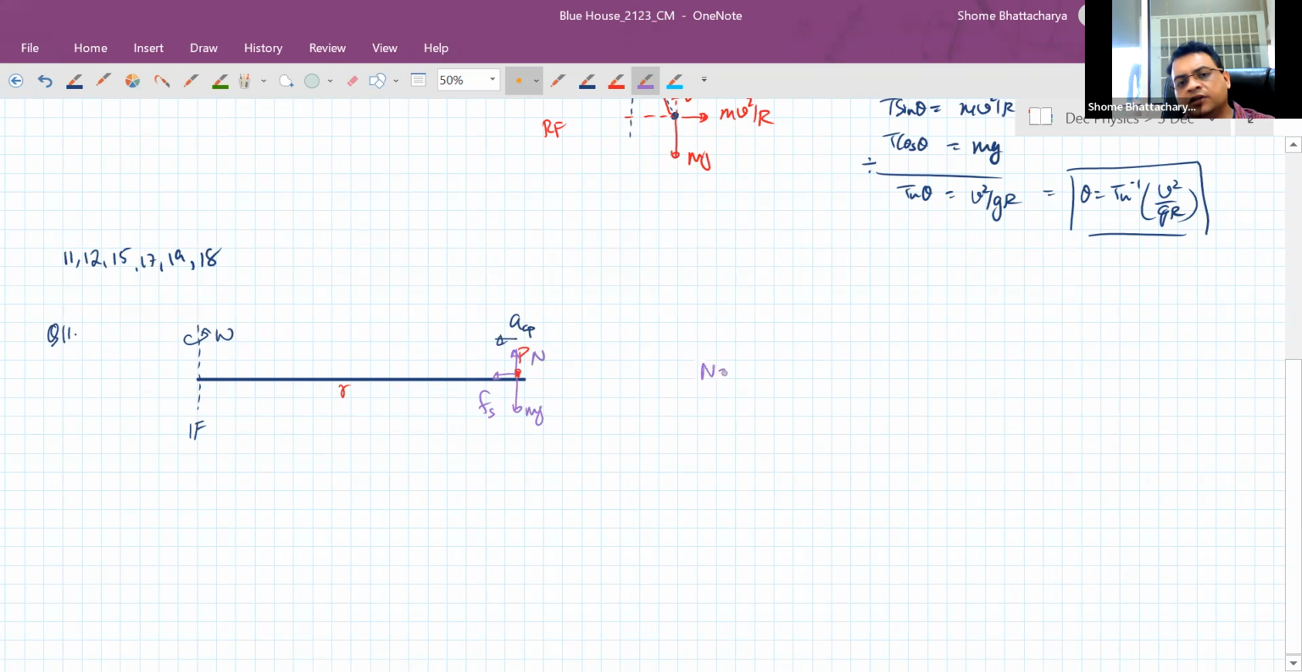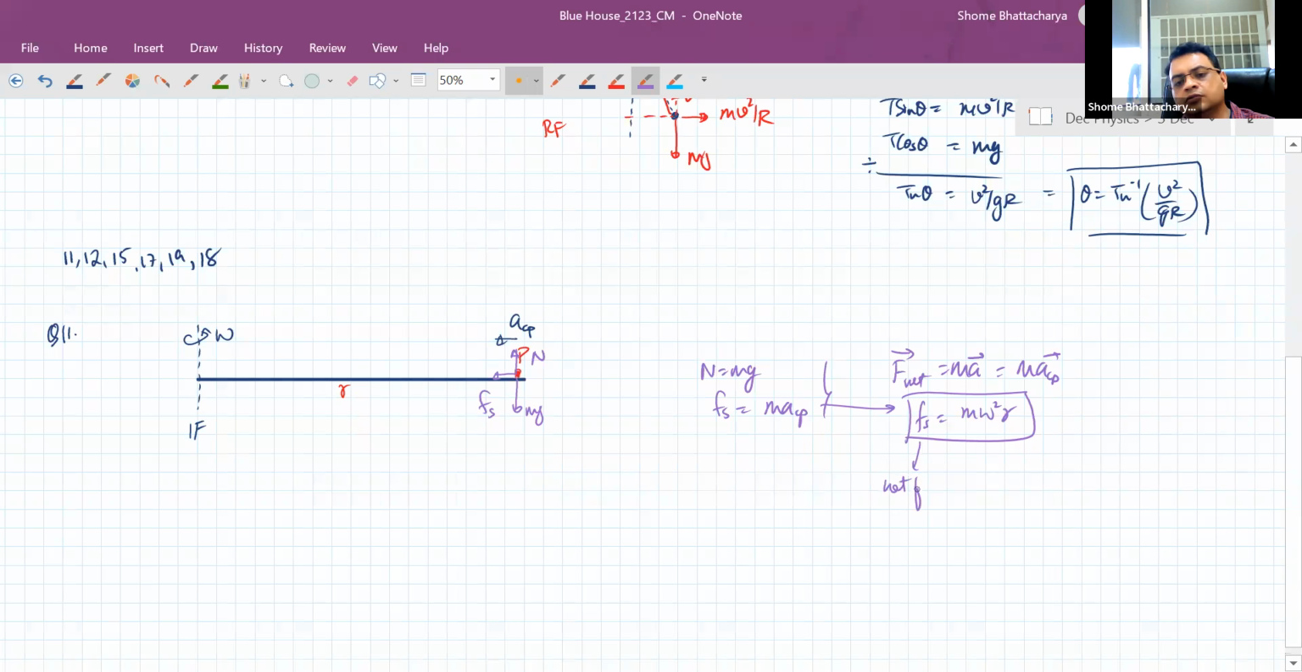Okay. So normal reaction balances the weight. Friction provides the centripetal acceleration. So the net force that is acting on it, which is mass into acceleration, in this case is mass into centripetal acceleration. So that net force is nothing but the static friction, and it is equal to m omega square r in magnitude. So this is the net force.